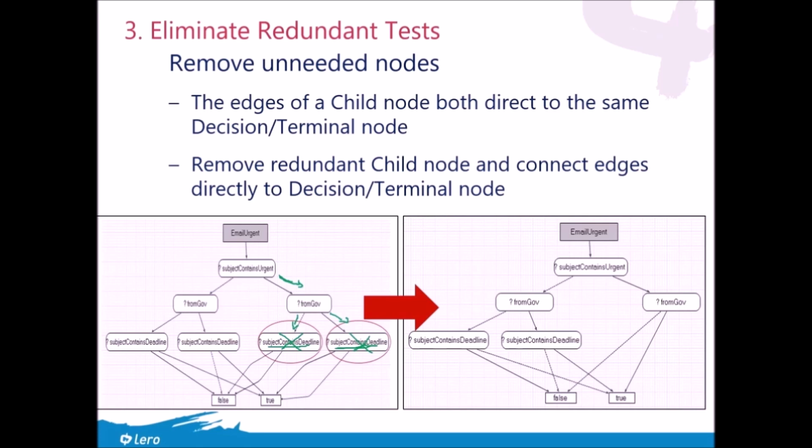You can see how that saves, first of all, in memory, from 15 nodes down to 7, and also in time, because we no longer have these 2 decision nodes that were in these positions. So if subject contains urgent is true and from gov is true, we automatically go straight down to the true terminal node. So we save in time on the true side. And that is the process of reducing binary decision diagrams.